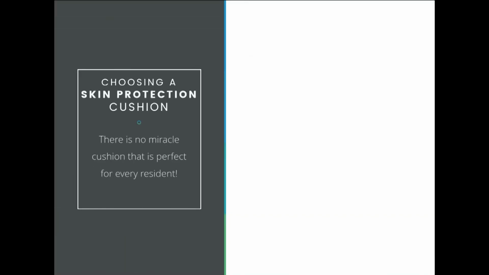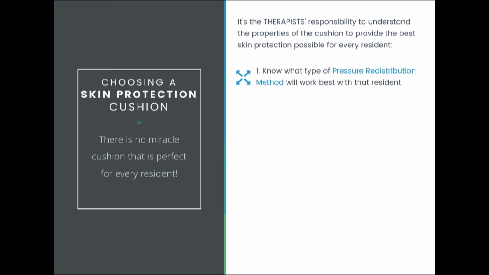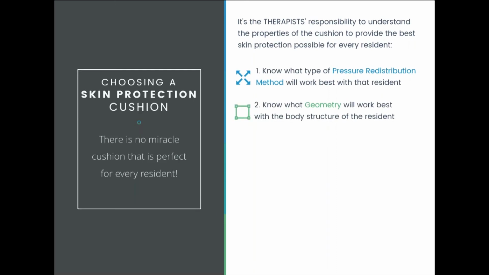So again, when we're choosing a skin protection cushion, just remember there is no miracle cushion that is perfect for every resident. You have to do the research yourself. We as therapists are responsible to understand the properties of the cushion to best provide the best skin protection cushion depending on what our residents' individual needs are. You need to know the pressure redistribution and what method will work best with that particular resident. You need to look at the geometry. What is the shape of the cushion? What are the functions that they need to do?